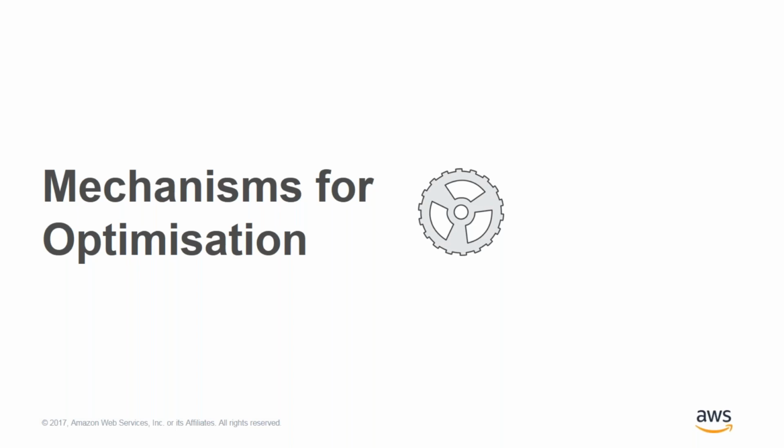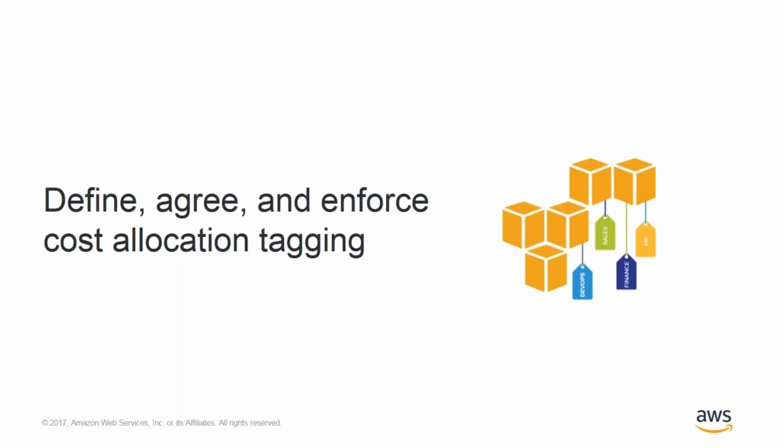And so at Amazon, we like to talk about the fact that good intentions never really work. You need mechanisms to drive action and results. And so some of the mechanisms for optimization that we've observed that new customers adopt include, firstly, defining, agreeing, and enforcing cost allocation tagging.